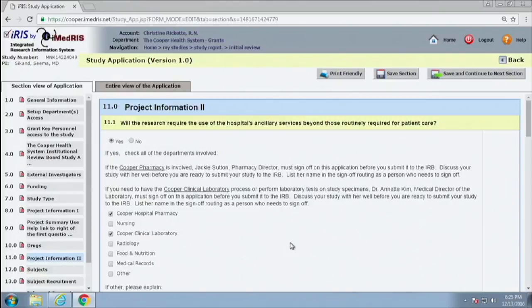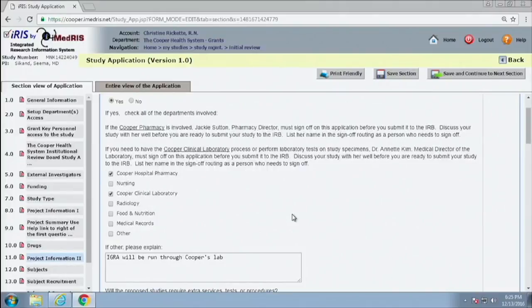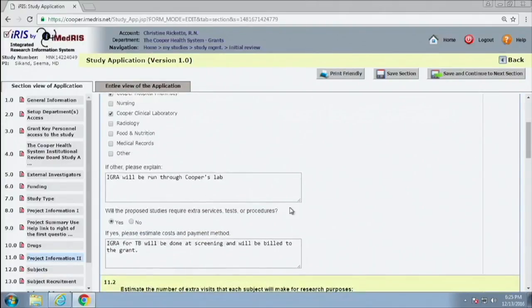Cooper Clinical Lab, if you're not processing your own specimens, and say you're sending them out to a central lab, you can pay the Cooper Lab to process them. They need your protocol. Nursing, if nursing's going to do an administration of the medication. I've never used food and nutrition or clicked medical records.